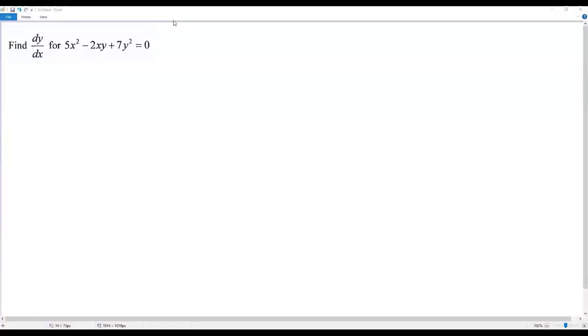Here we have an AP Calculus AB problem. Okay, let's go to the information. Find dy over dx for 5x² − 2xy + 7y² = 0. Actually, it is an implicit function.